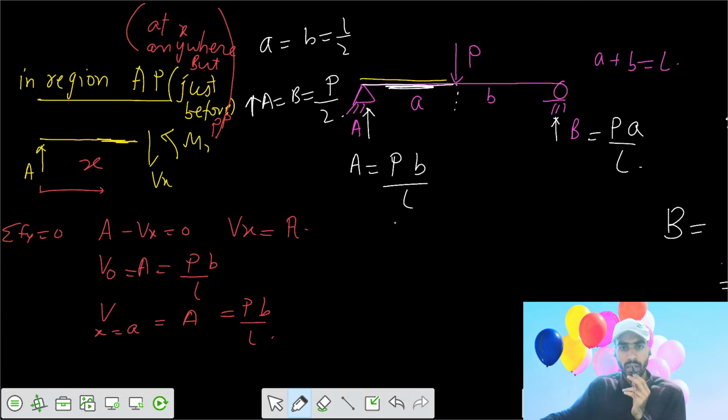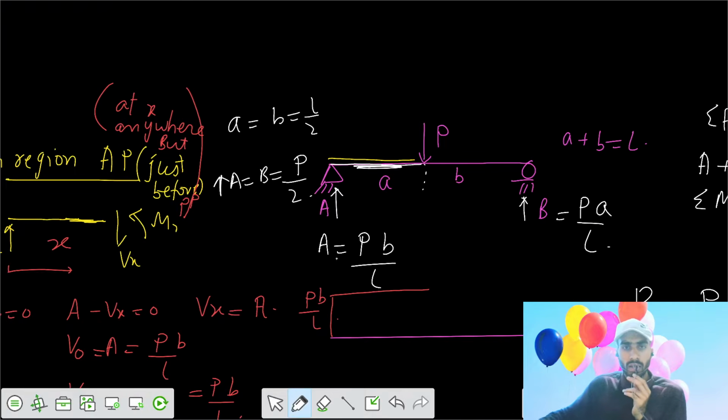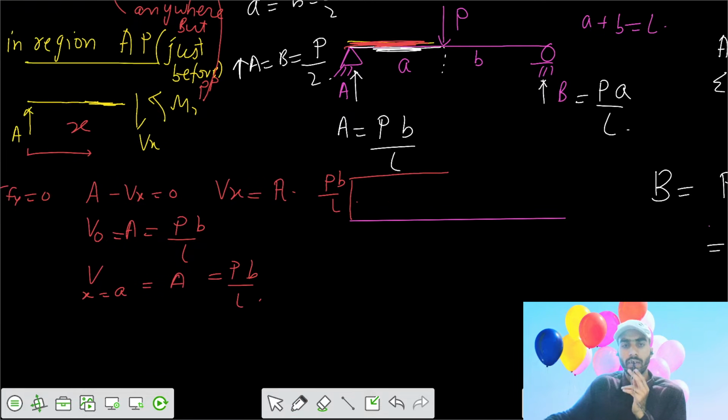So your variation of shear force along the length just before P comes out to be a straight line with a constant value of Pb by L. We can also say that dV by dx equals the loading intensity. Since in this region there is no loading intensity, your shear force is a constant value of Pb by L, just before load P.